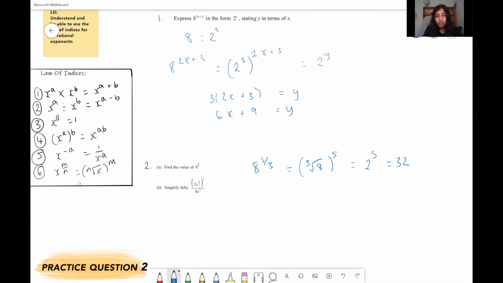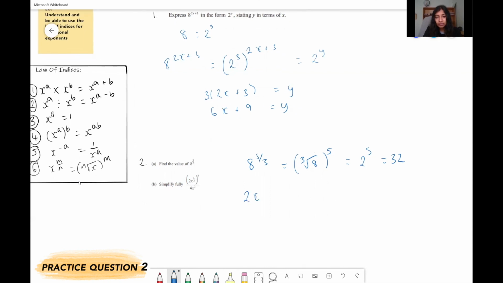And in part B, we want to simplify 2x to the half, all cubed, over 4x squared. So we just want to multiply this bracket out. So we first get 2 to the power of 3, so that's just 8. Then we have x to the half, that to the power of 3. So that's using this rule again, so you just multiply it together. So that would just be 8 x to the power of 3 over 2, all over 4x squared.